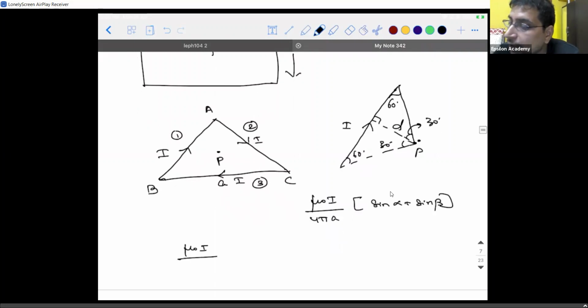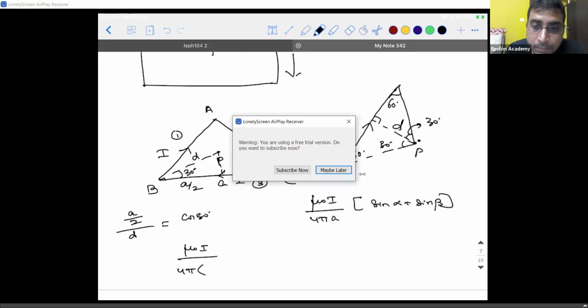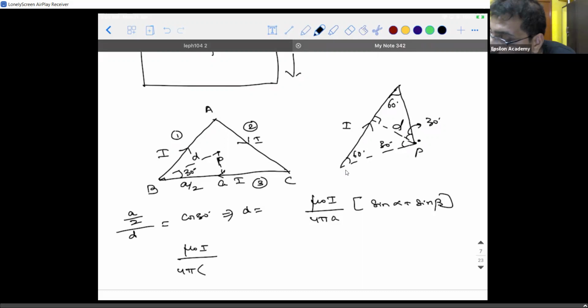Mu naught I divided by 4 pi into, what is the distance, guys? What is the distance from one of the sides to the centroid of the triangle? For that, if I drop a perpendicular, this is going to be the angular bisector, it is 30 degrees. Then this will be A by 2, accepted. If I take this distance from B to P as D, A by 2 divided by D is equal to cos 30 degrees, which implies D is equal to A by 2 secant 30, or A by 2 cos 30.